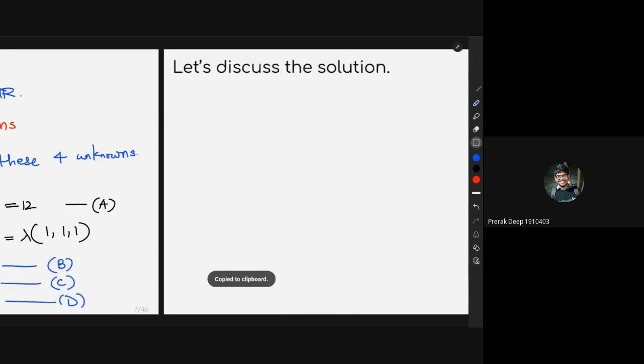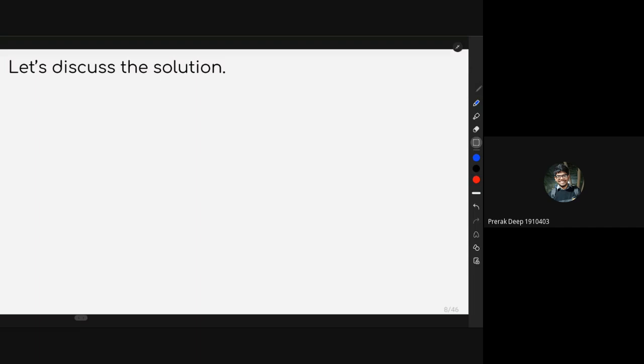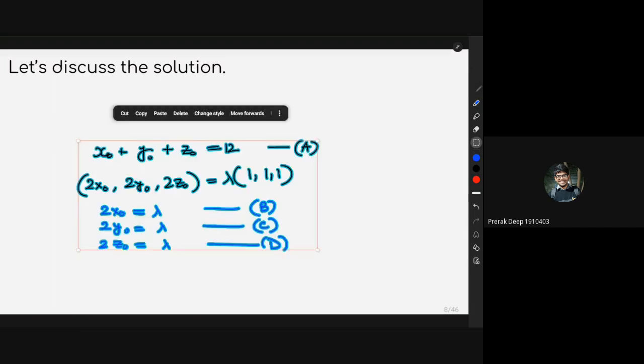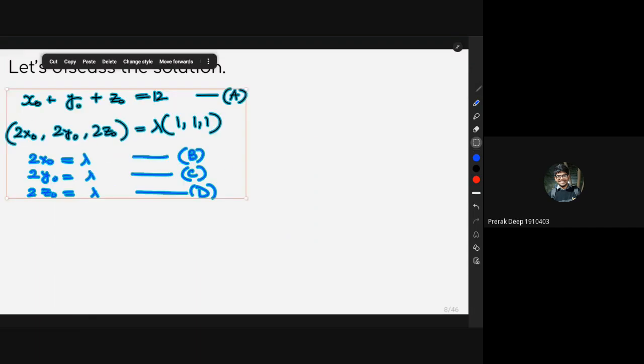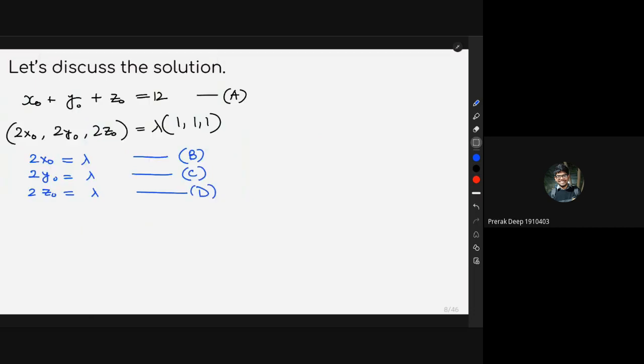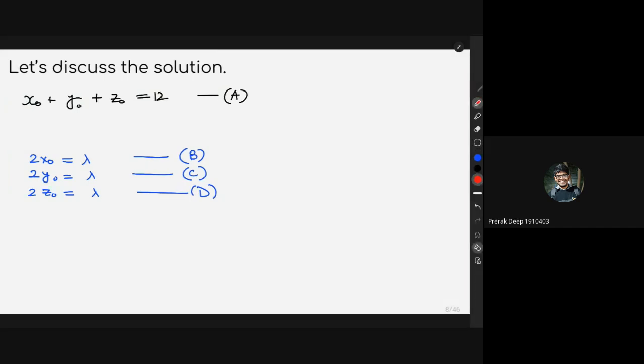Okay, so now let's solve for these four equations. I can remove this middle one. I have these four equations now. Okay, so now if I solve for these four equations, how do I solve? I can replace value of lambda.